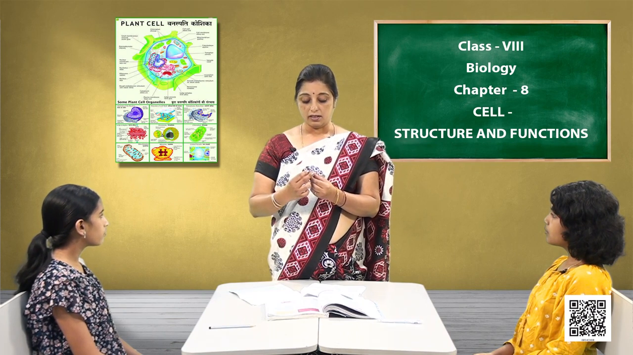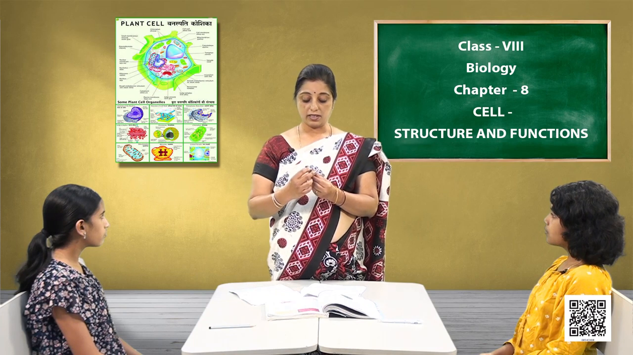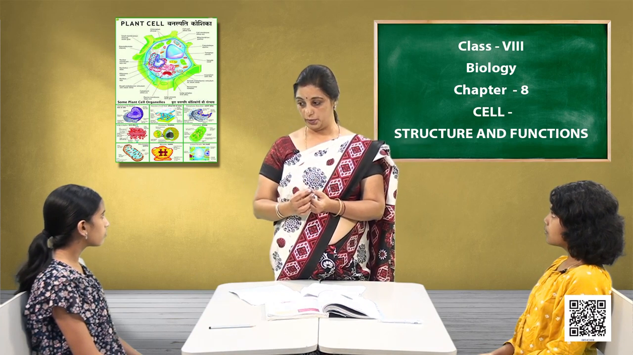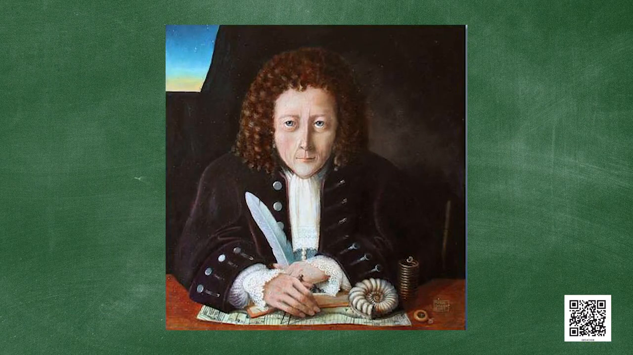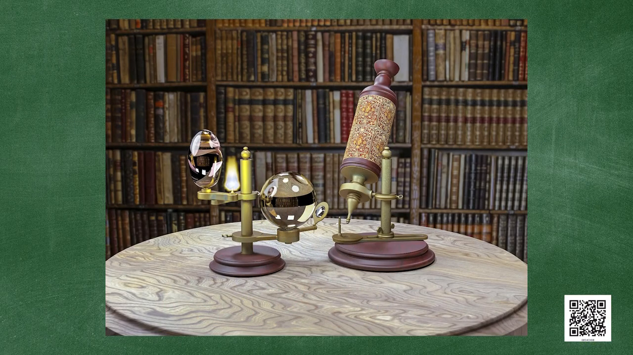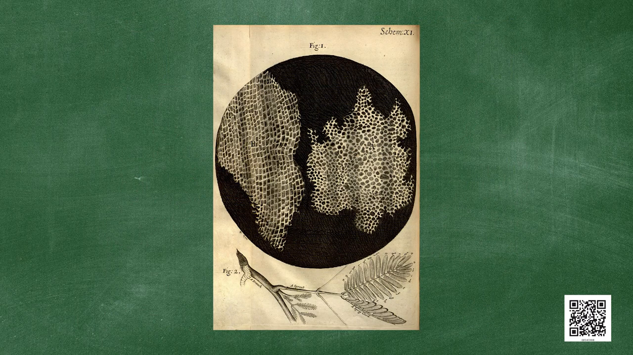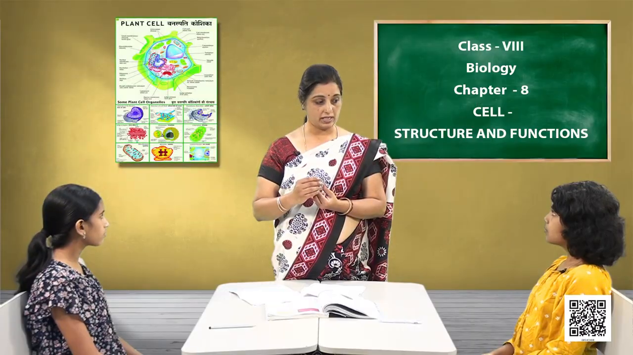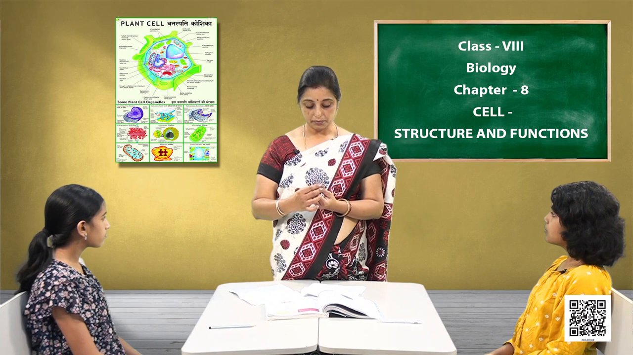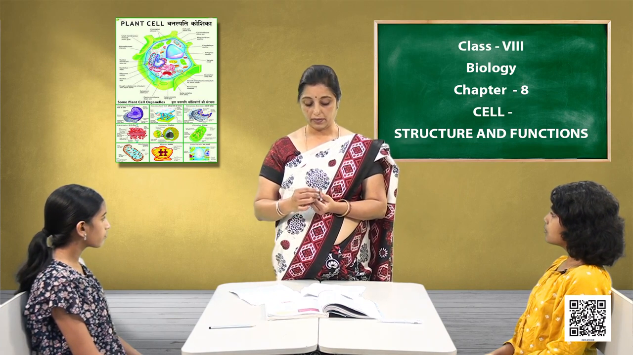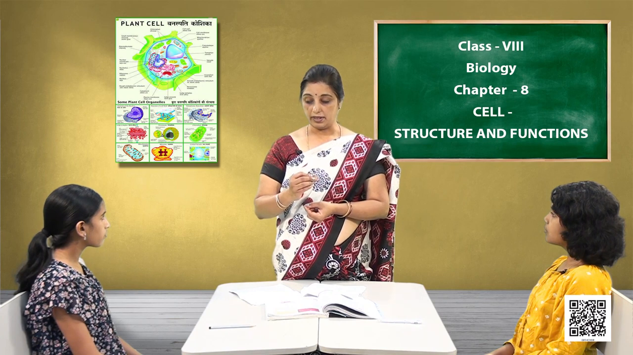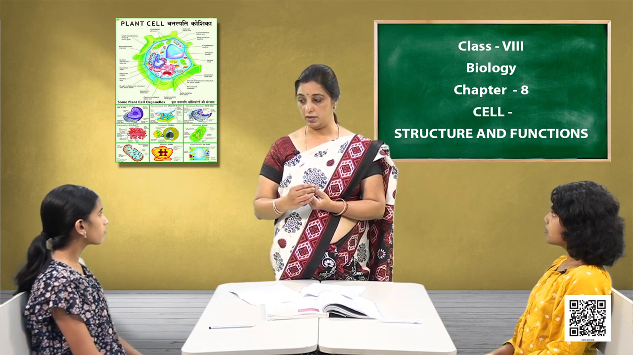So children, around 350 years back, a scientist named Robert Hooke observed the slices of this bark under a microscope, and he could observe some empty room-like structure. So he was the one to coin the term cell, because it looked like the empty room for him. The term cell means like that. So what is a cell?